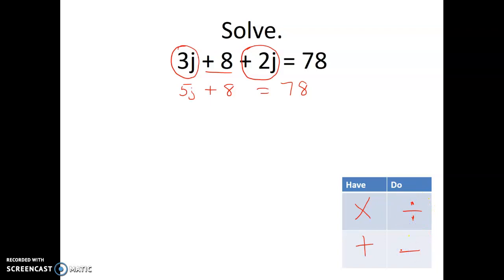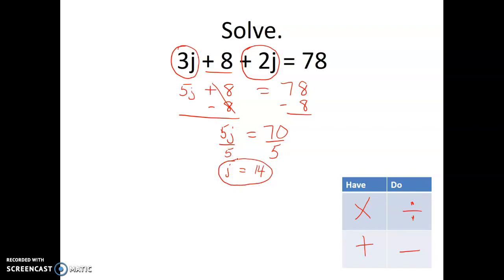And because we're working the order of operations backwards, I'm going to subtract 8 from both sides first. These 8's cancel out. I'm left with 5j equals 78 minus 8 is 70. Now I'm going to undo my multiplication with division. So I'm going to divide by 5. And I will get j equals 14.